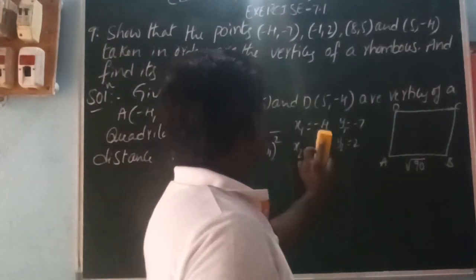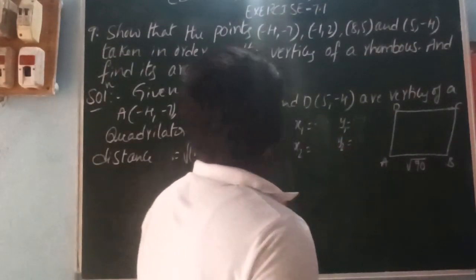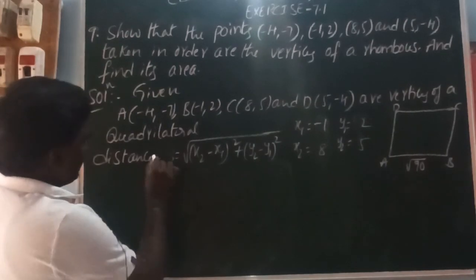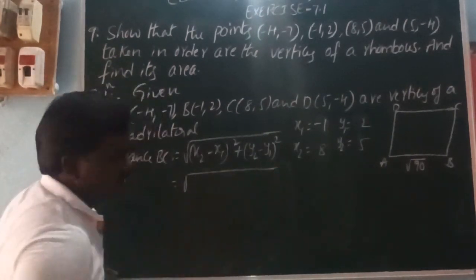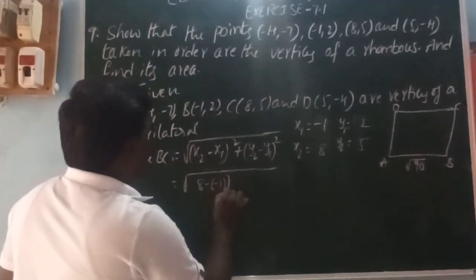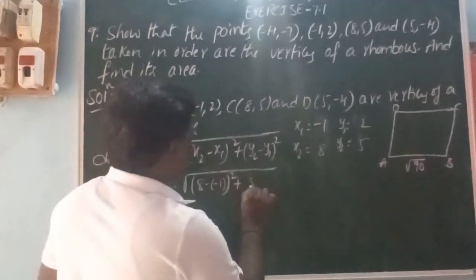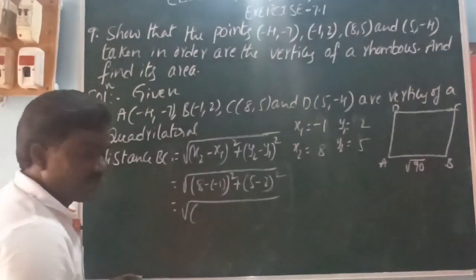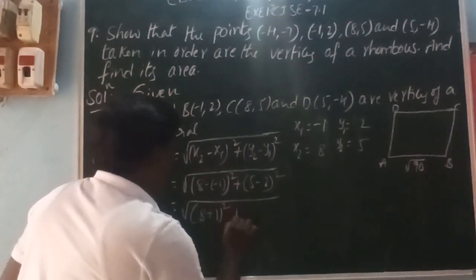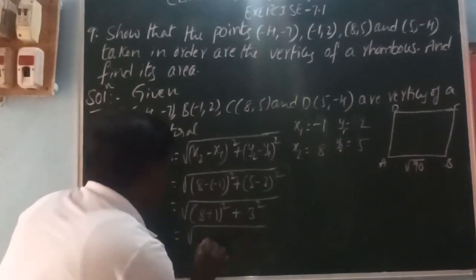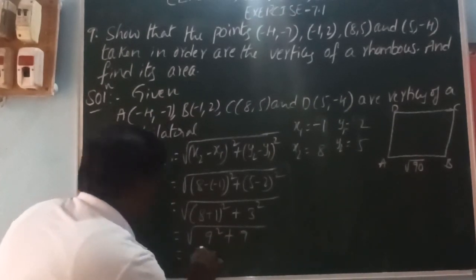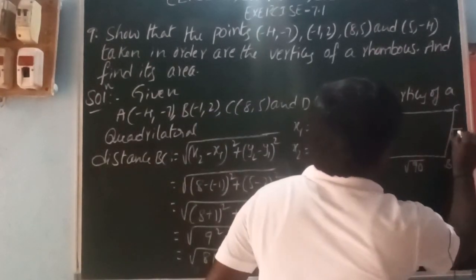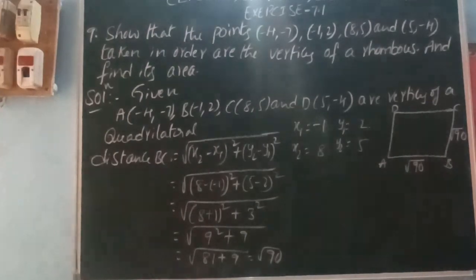Next, find the BC distance. B point is (-1, 2), C point is (8, 5). So the BC distance is the square root of (x2 minus x1) whole square, (8 minus of minus 1) whole square, plus (y2 minus y1) whole square, that is (5 minus 2) whole square. So that is (8 plus 1) whole square, 9 square 81, plus 3 square 9. So 81 plus 9 is the square root of 90. So the BC length is the square root of 90. Next, find the CD length.